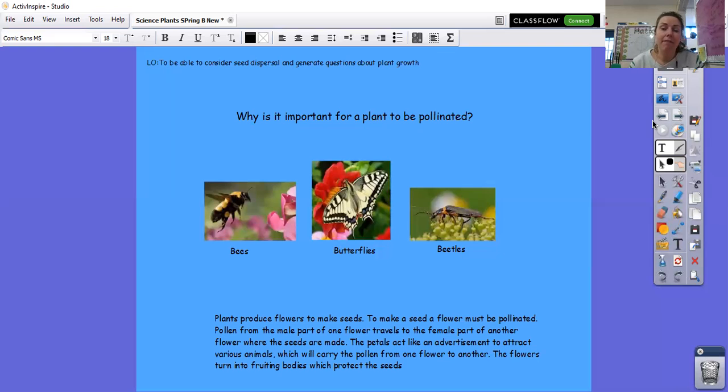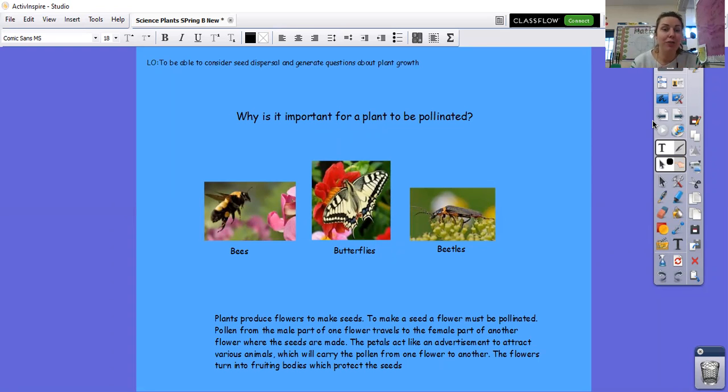To make a seed, a flower must be pollinated, and it's pollinated by pollinating insects like bees or butterflies or beetles or any other insects as well. So there's ants and all sorts of different ones. When you look at the video, there's lots of different options there. So the pollen from the male part of one flower travels to the female part of another flower, and that's where the seeds are made. And it's like an advert, so the petals and the bright colors are like an advert to attract various animals, which will then carry the pollen from one flower to another.